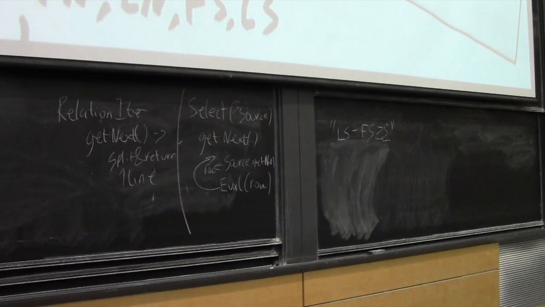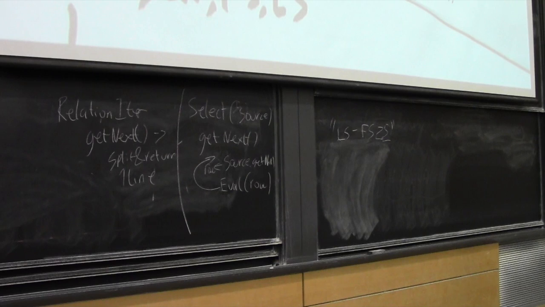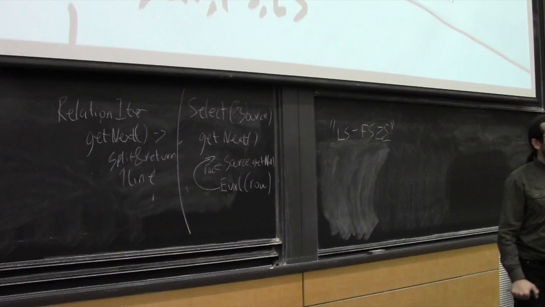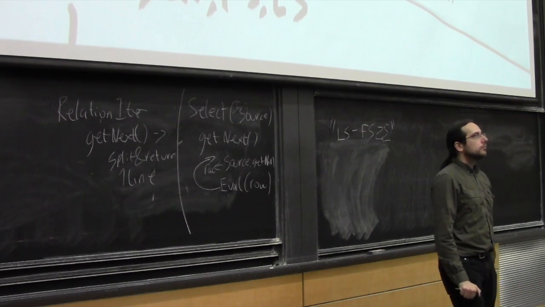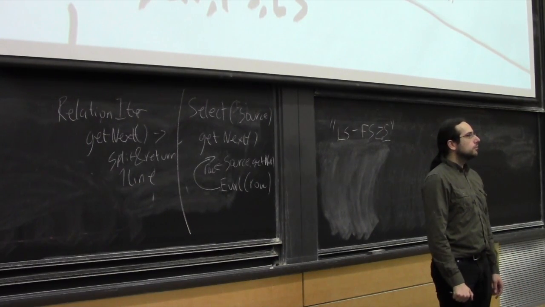So, random question. What would happen if we got rid of that where clause? What would we have to change? Yeah? Remove the selection operator. Okay, so we remove the selection operator. How would that change the code for the projection operator? Or the projection iterator?